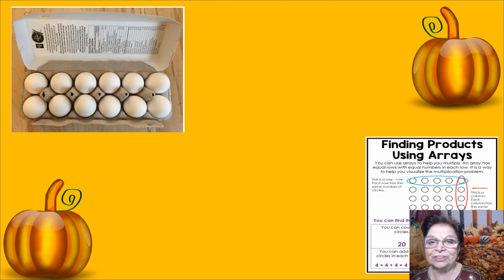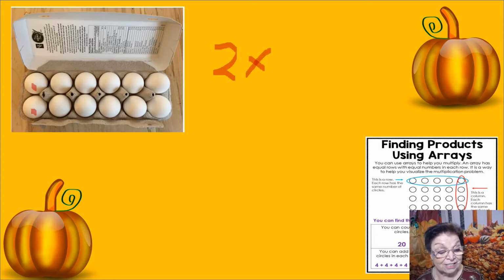If you look at a carton of eggs, if you have a dozen of them, it's divided into 2 rows with how many in each row? You count. I'm not going to tell you. I'm going to see if you can figure it out. Correct. There are 6 in each row.